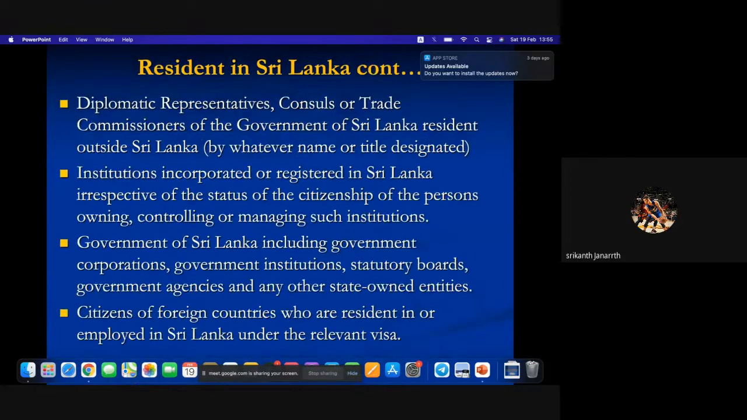Then again, a diplomatic representative, consul, or, I think you know, right? These are Sri Lankan people who are holding government official positions in other countries.